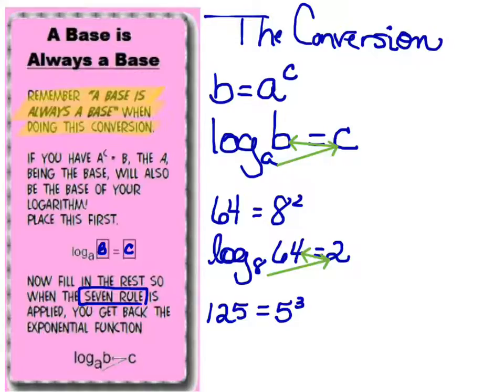125 equals 5 cubed. The first thing we're going to do is write the word log base 5, because the base here is 5. And we're going to put 125 equals 3. So you always set the logarithm equal to the exponent. And there's the 7 rule: 5 cubed equals 125.